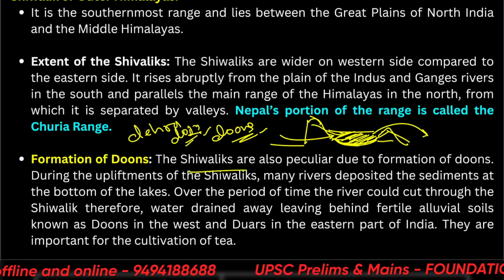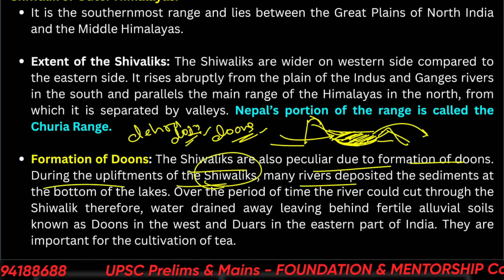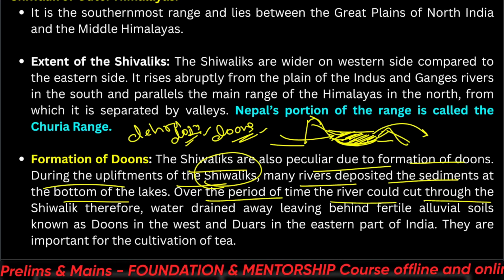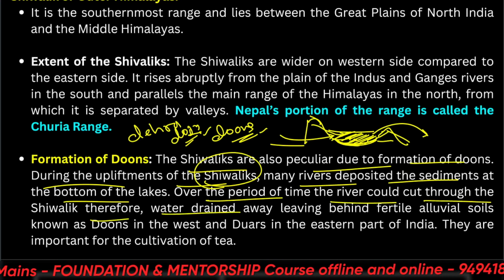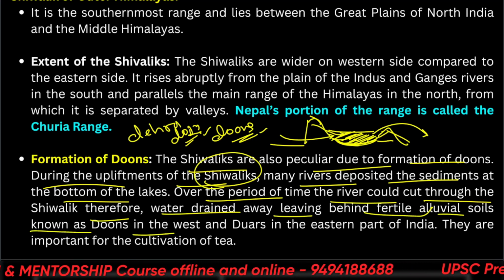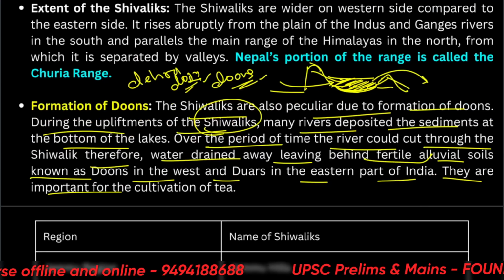Alright. So Shivaliks are also peculiar due to formation of dunes. During the upliftment of the Shivaliks, many rivers deposited the sediment at the bottom of the lakes, and over the period of time the river could cut through the Shivaliks. Therefore, water drained away, leaving behind fertile alluvial soils, known as dunes in the west or duars in the eastern part of India. These are important for the cultivation of tea.